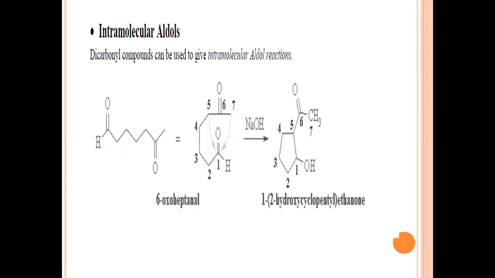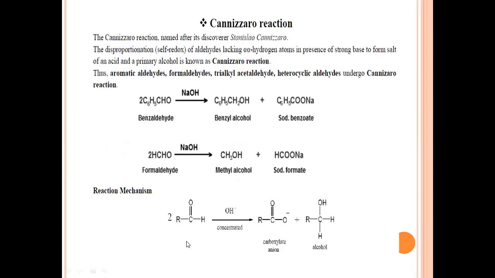So these are the examples of compounds containing intramolecular aldehydes. Those are dicarbonyl compounds which can be used to give the intramolecular aldol reaction, that is 6-oxoheptanal and 1,2-hydroxy cyclopentyl ethanal. So it is a condensation product of Claisen-Schmidt condensation of aldehyde and ketone molecule.